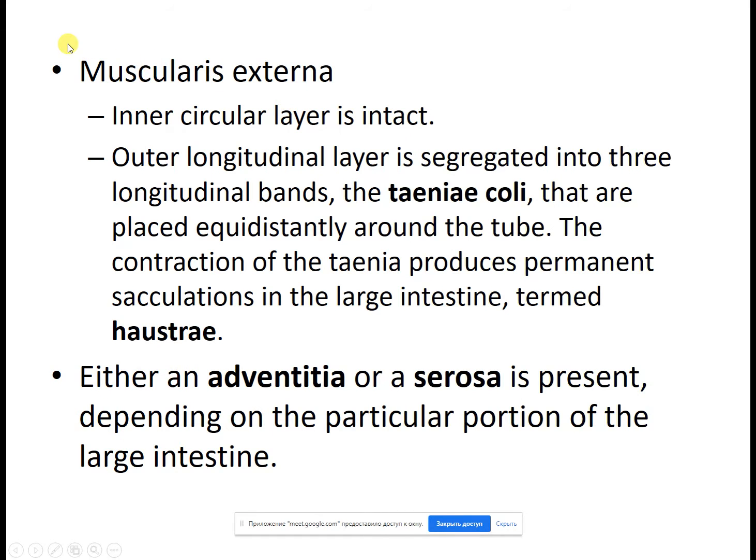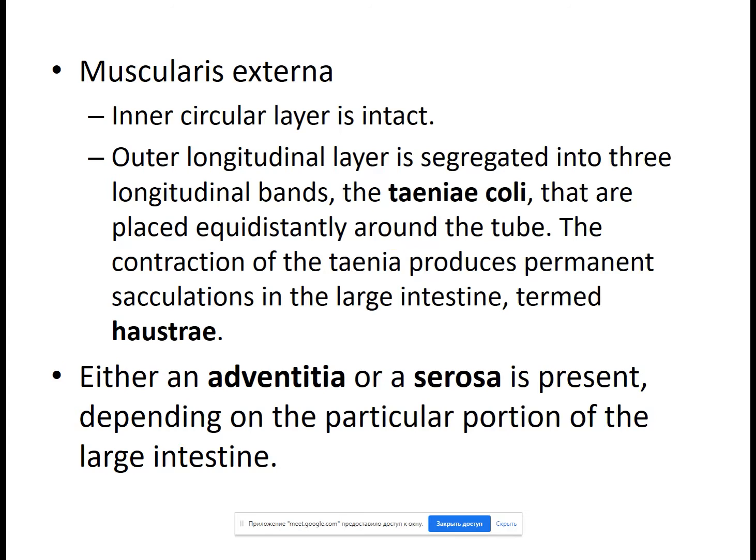Okay. Then muscularis externa. Here I want to explain one point. The inner circular layer is intact, and the outer longitudinal layer is segregated into 3 longitudinal bands, the tinea coli. You discussed this in anatomy. You remember the 3 bands which are visible in a large intestine. They are known as tinea coli, placed equidistantly around the tube.